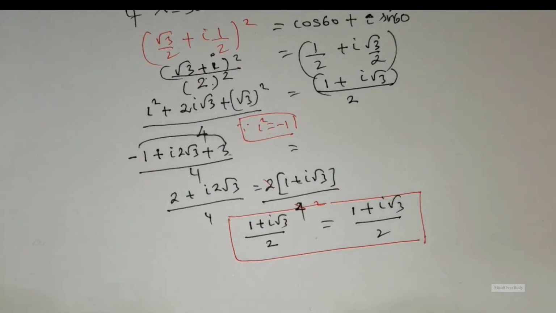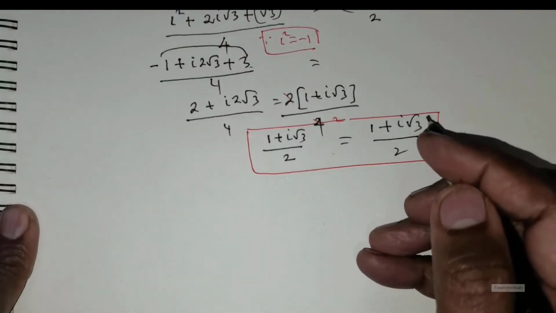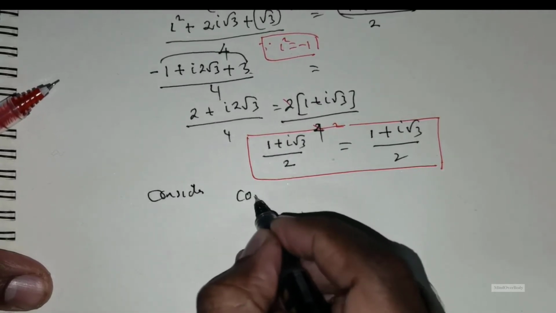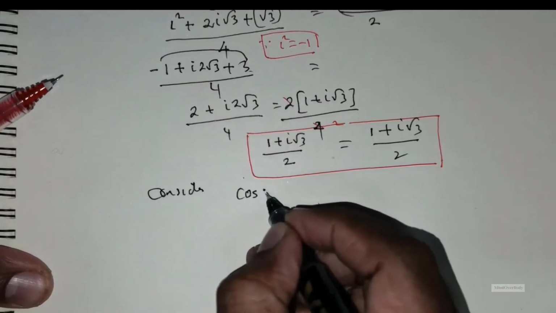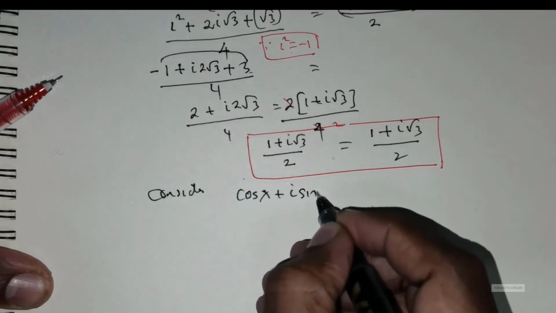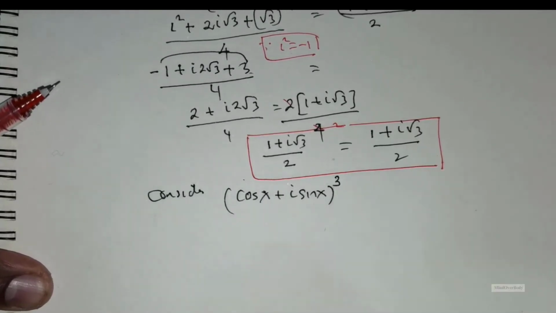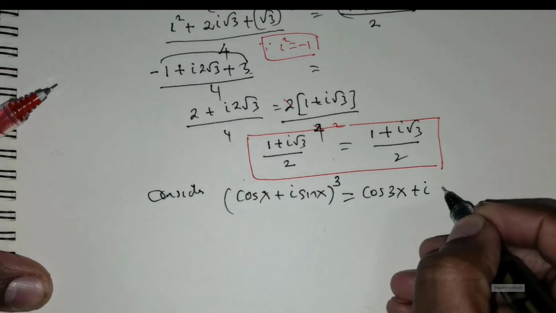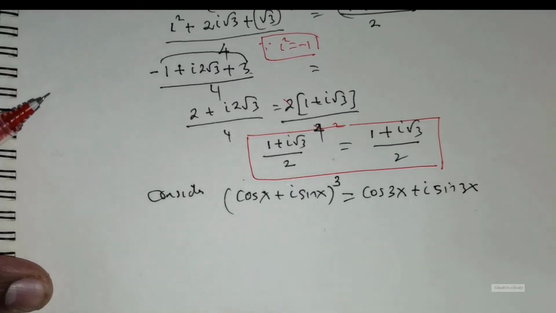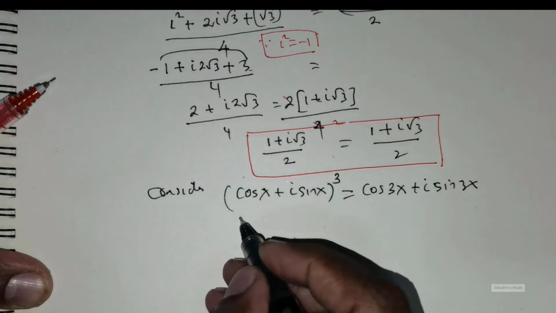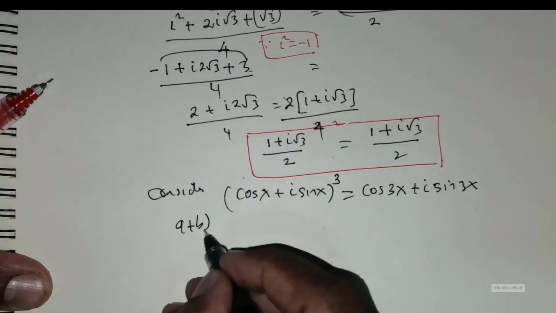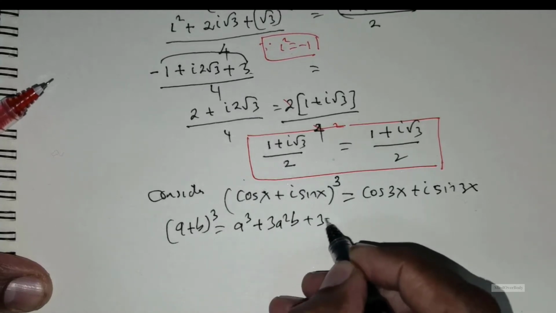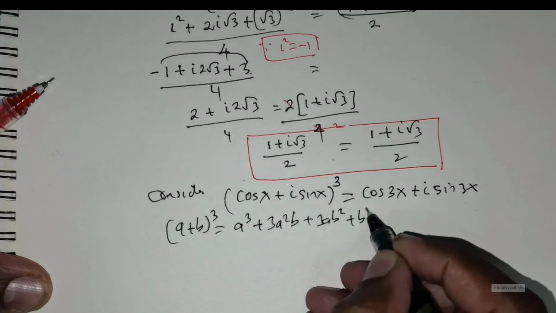Now how are we going to use De Moivre's theorem? Now we would consider (cos x + i sin x) raised to the power 3. Now this is equal to cos 3x + i sin 3x. Now expand this. Now I would be using (a + b) raised to the power 3, which is a cubed + 3a squared b + 3ab squared + b cubed.